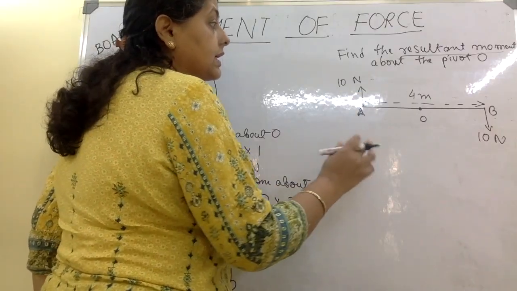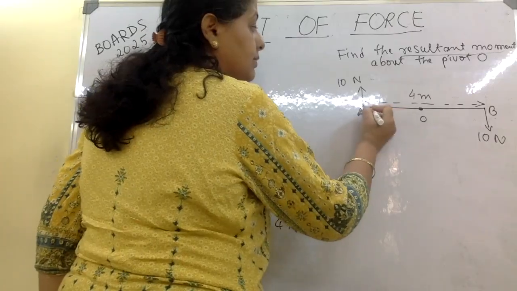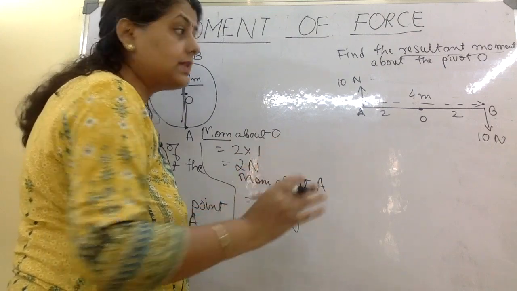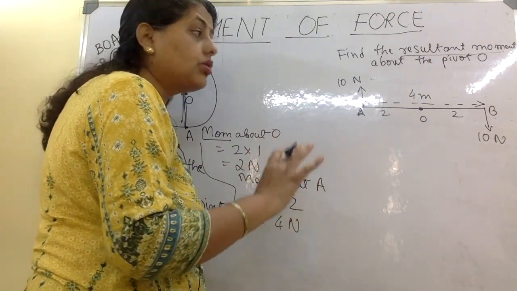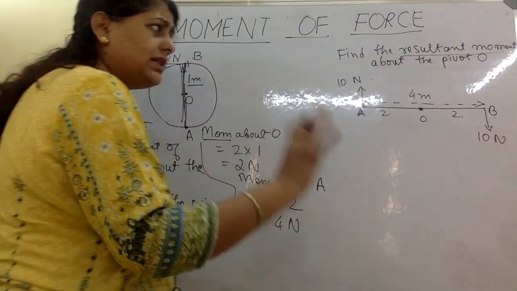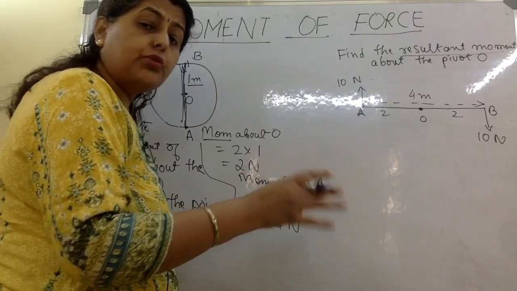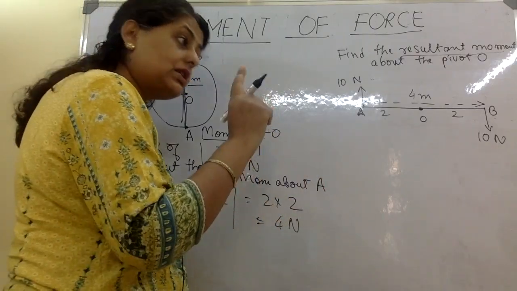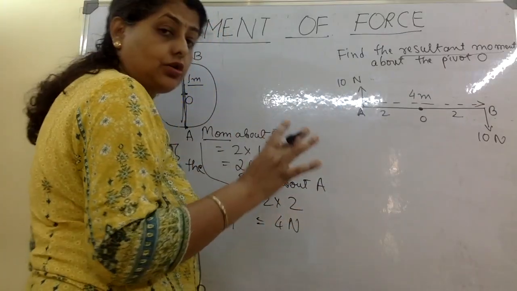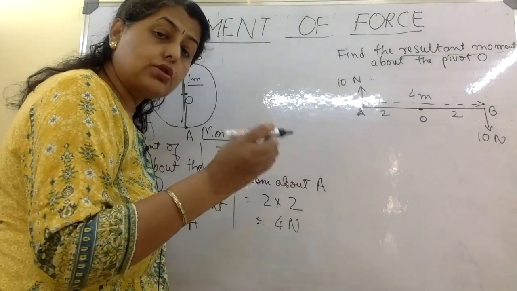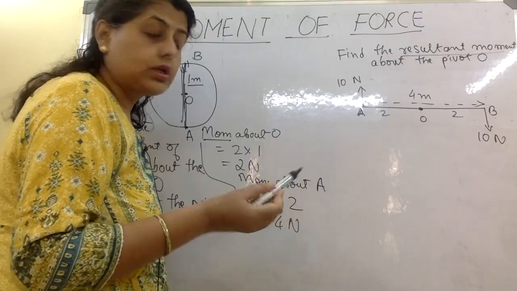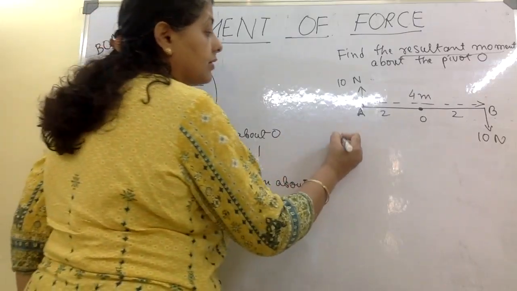Now the thing is, if this is the center, they have told this is the center, AO is 2 and OB is also 2. According to the principle of moments, anticlockwise moment is equal to clockwise moment, only then the rod is balanced. Here in this question, they have not talked about any balancing of the rod. They just want the resultant moment about the pivot O. They have not told that the rod is balanced. Rod is not balanced means the rod is not straight, so maybe the rod is bent like this or like this, who knows. Okay, let's see.